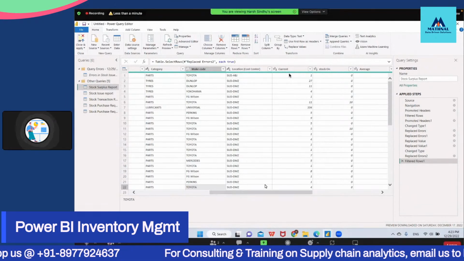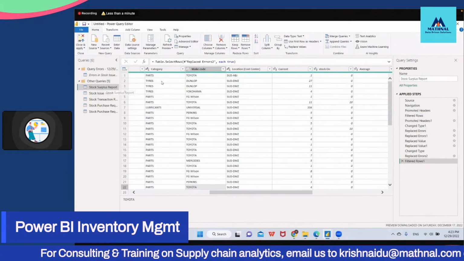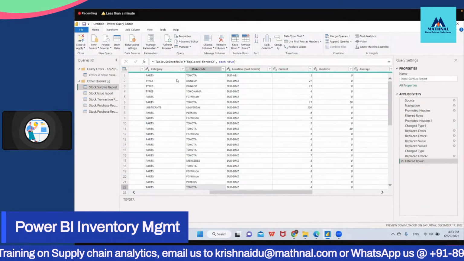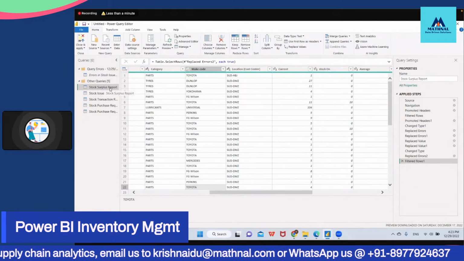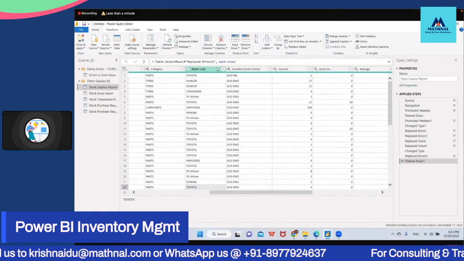Okay, sir. Then we have this table, the stock surplus report. These tables have these columns. But sir, how are they related to the stock surplus report? How are these columns related to each other?